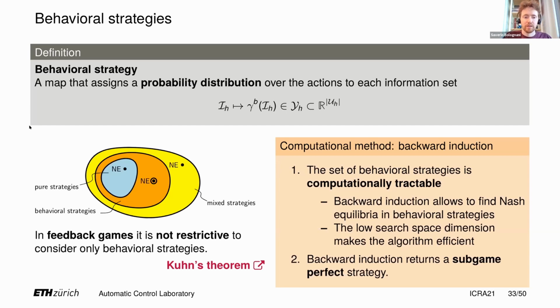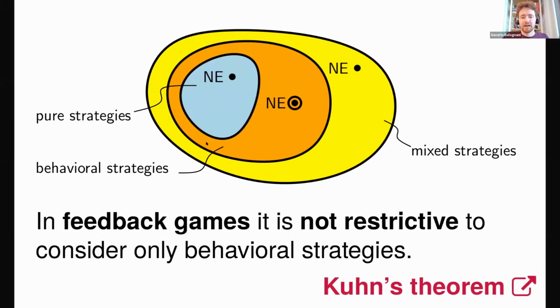You can actually prove what is represented here. You can prove that behavioral strategies are, for feedback games, a subset of the mixed strategies. But you can also prove that it's not restrictive to consider only behavioral strategies, in the sense that you are not interested in any Nash equilibrium which is not a behavioral strategy. First of all, because you are guaranteed that a Nash equilibrium exists in behavioral strategies, and that's usually all you need. And second, because any other Nash equilibrium outside of the behavioral strategies is going to be equivalent to some other Nash equilibrium in the behavioral strategies.